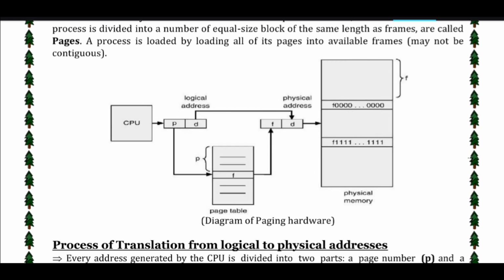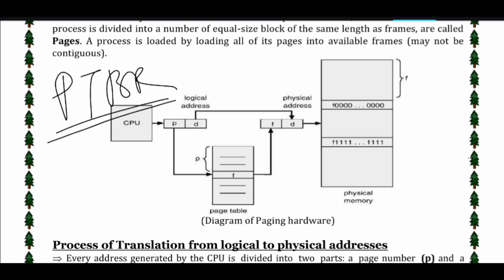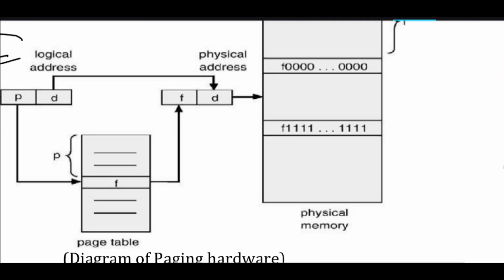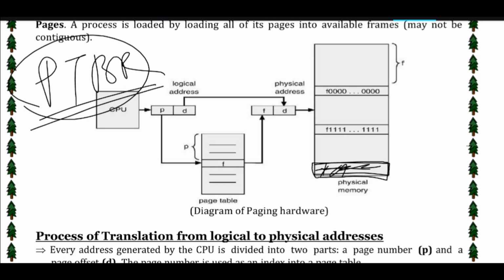I have also mentioned some other components, like the PTBR, the page table base register. The page table base register holds the address of the page table in the main memory. You have to be clear that the page table is also in the main memory. There is space allocated for the page table to be stored in the main memory, and the page table's address in the main memory is stored in the page table base register.